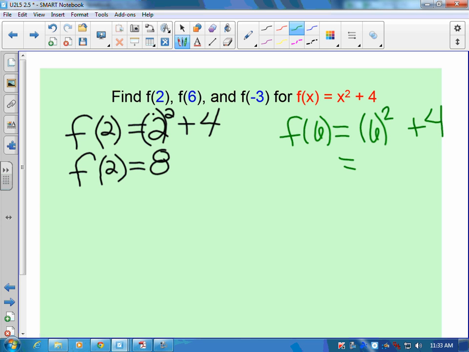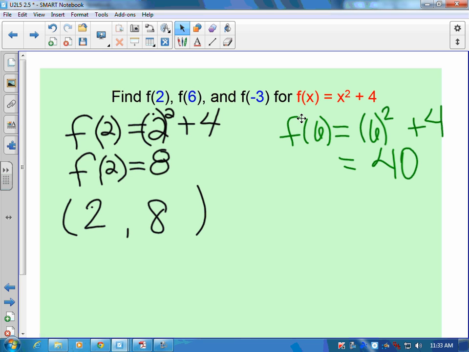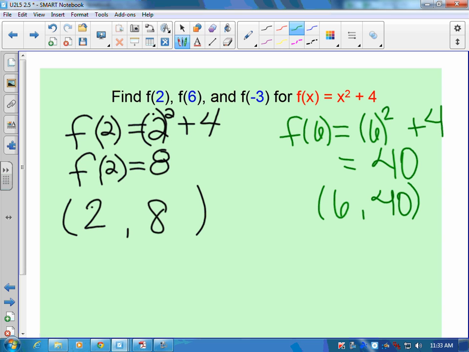What do I get for this f of 6, Graham? 40. 36 plus 4 gives me 40. I could also write all of these as ordered pairs. What would be my ordered pair for this first input value, Graham? I put 2 in. I got 8 out. What would be my ordered pair for this second input value, Seth? I put in 6. I got out 40.